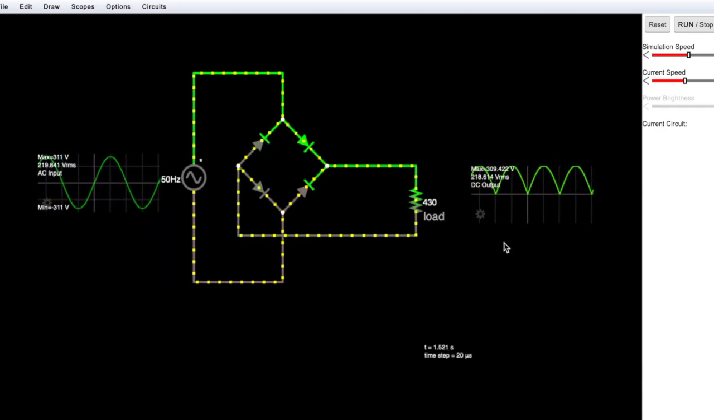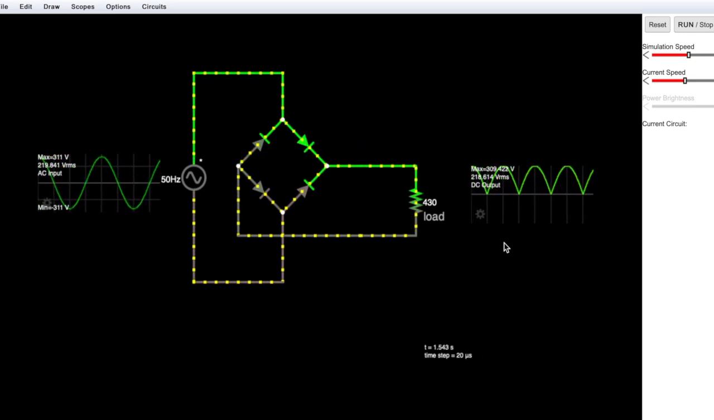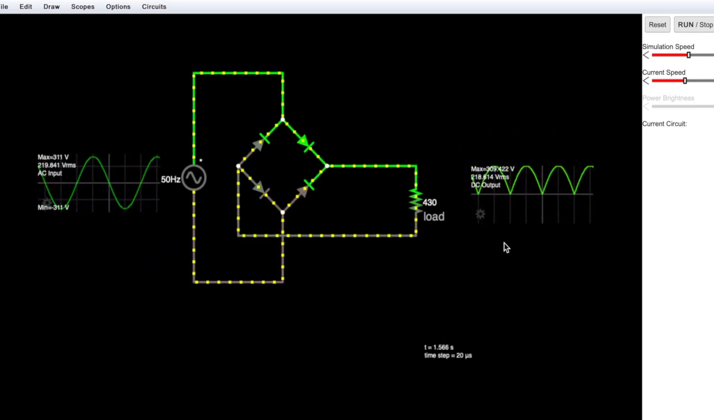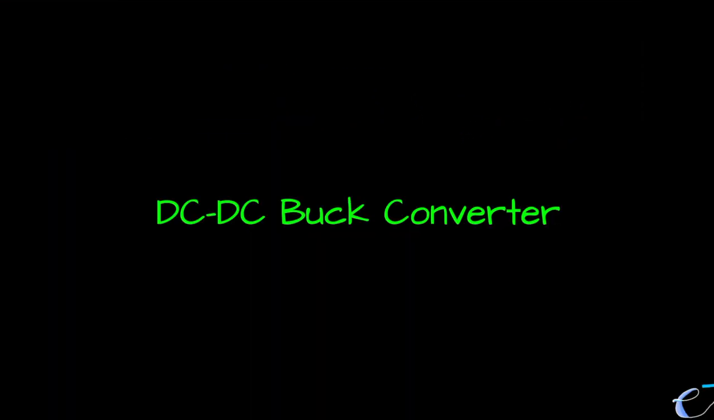Now that we have a rectified output, let's see how we can make it suitable for LEDs. The output can be controlled and conditioned in two ways. You can have a constant voltage output or a constant current output or a combination of both. Let's have a look at the constant voltage circuit first.